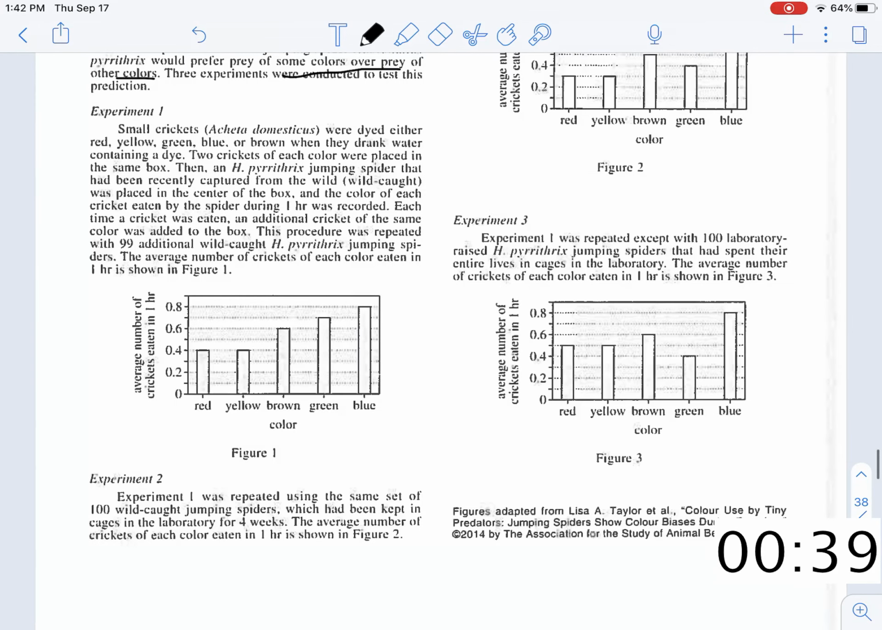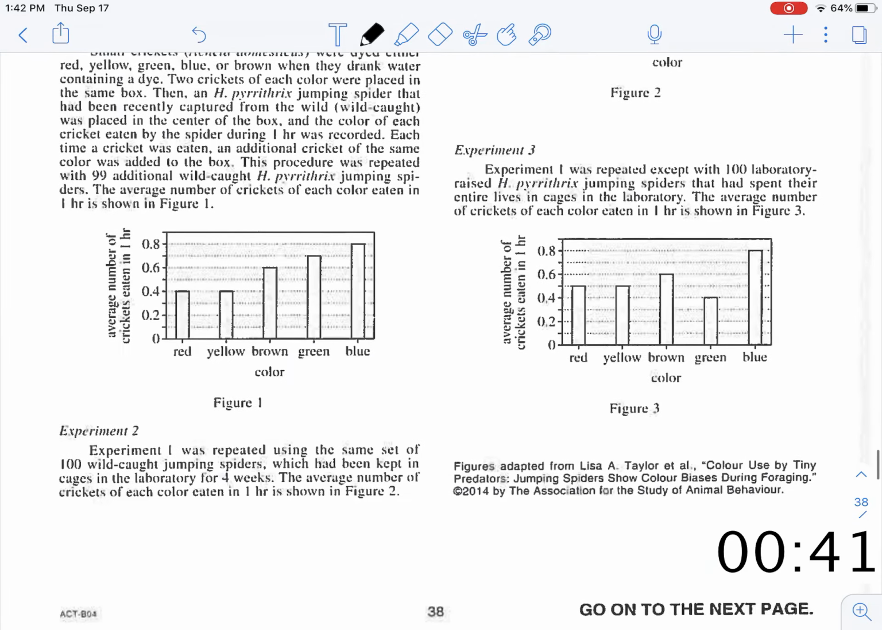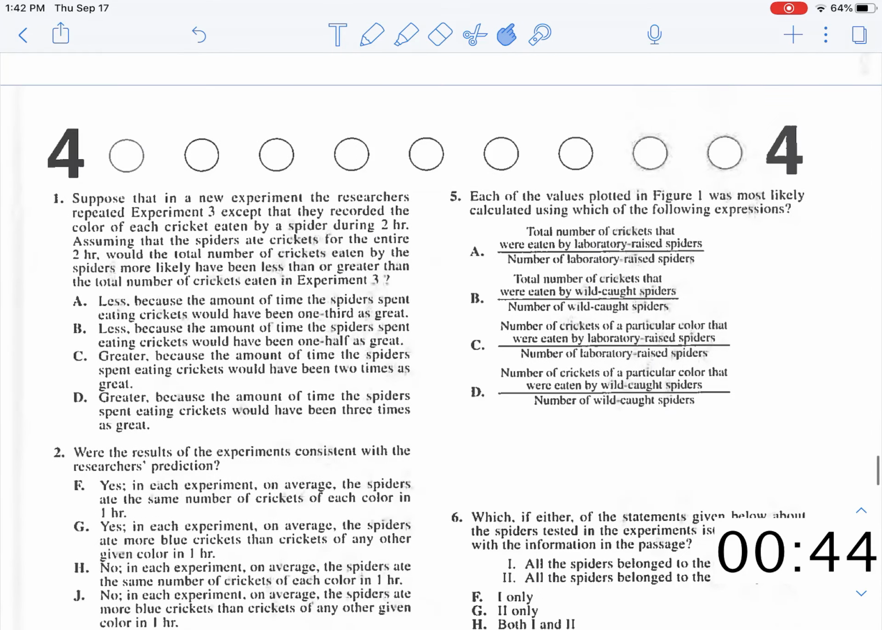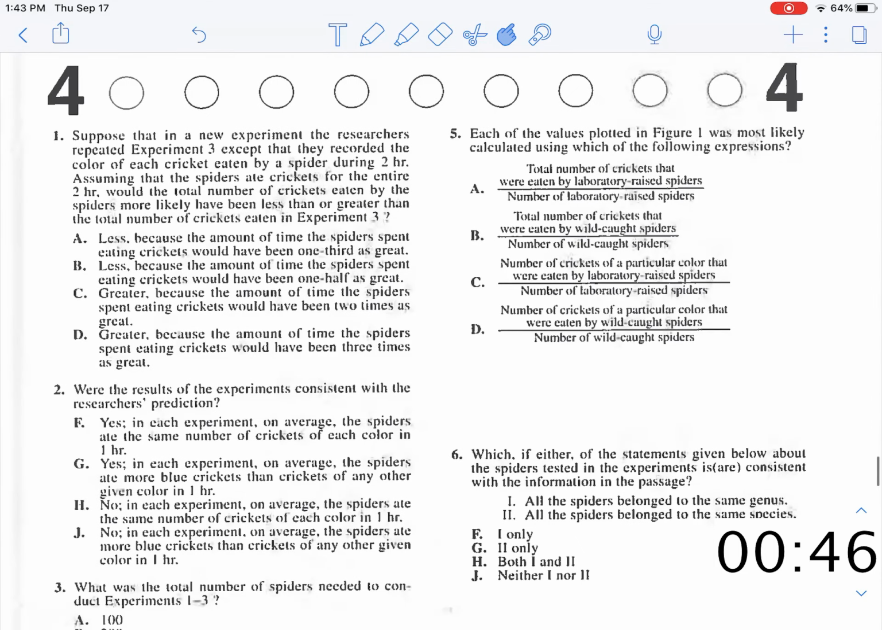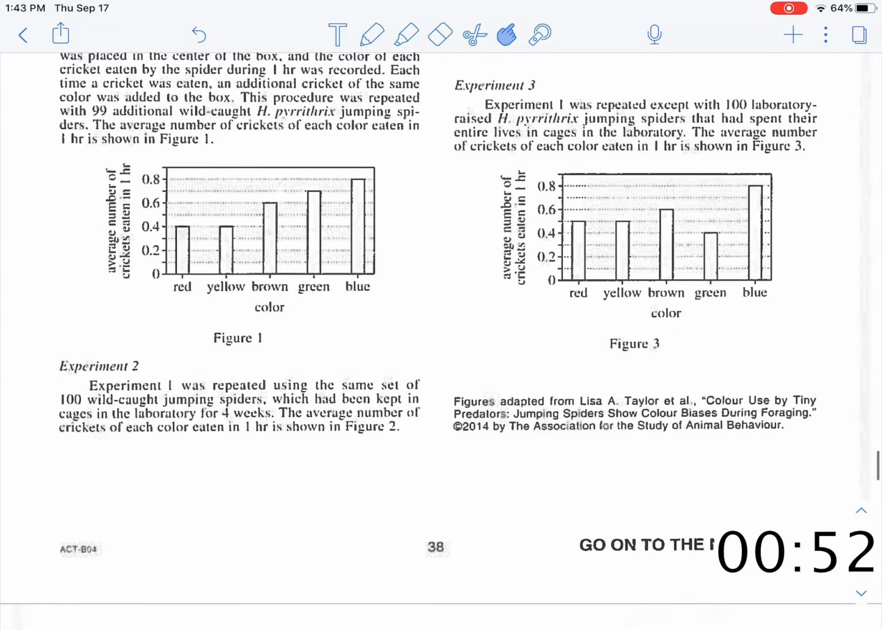Cool. So I read experiment 1. Now I will scroll down. Okay, what can we do? I'm looking at number 5. Each of the values plotted in figure 1 is most likely calculated by which of the following expressions? Okay.